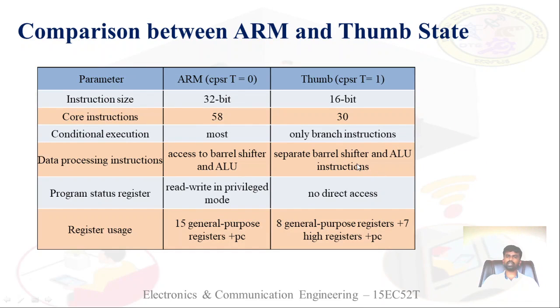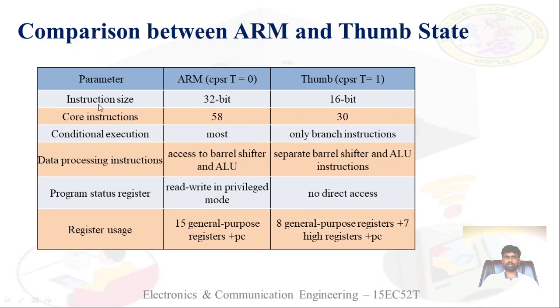As you know, there are three different ARM states: ARM state, Thumb state, and Jazelle state. In this slide, we are going to see the comparison between Thumb and ARM state. Based on these parameters, we can compare ARM and Thumb state. See here, in the control field of the CPSR there is a T bit. When T is equal to 0, that indicates ARM state. When T is equal to 1, the processor is operating in Thumb state.